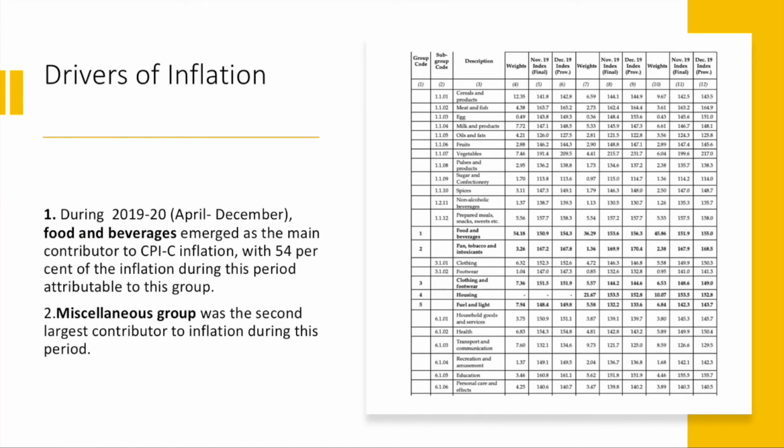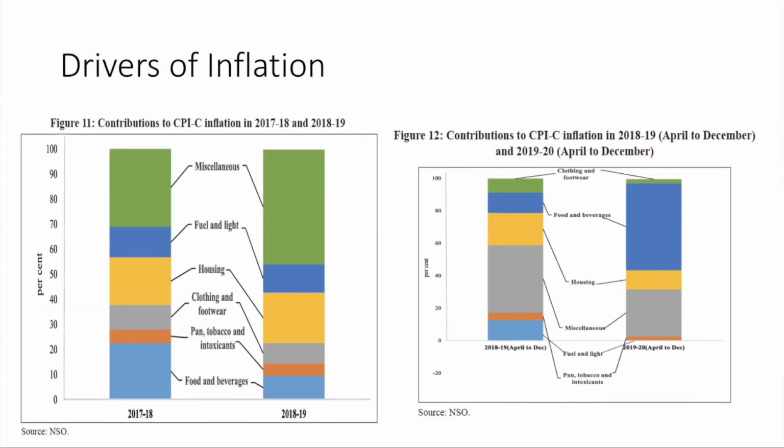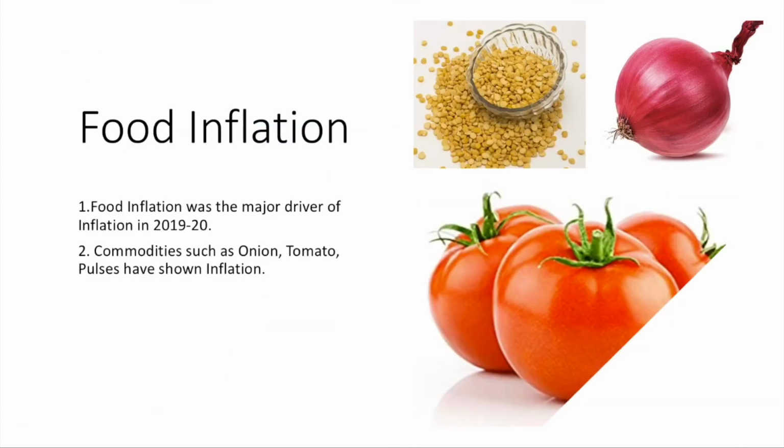Then let's look at what the drivers of inflation are. In 2019-20, the survey observed that among these items, the food and beverages component contributed the highest to inflation, almost 54%. The second largest contributor was the miscellaneous group. See, in this graph, the food and beverages component has increased in 2019-20 compared to 2018-19.